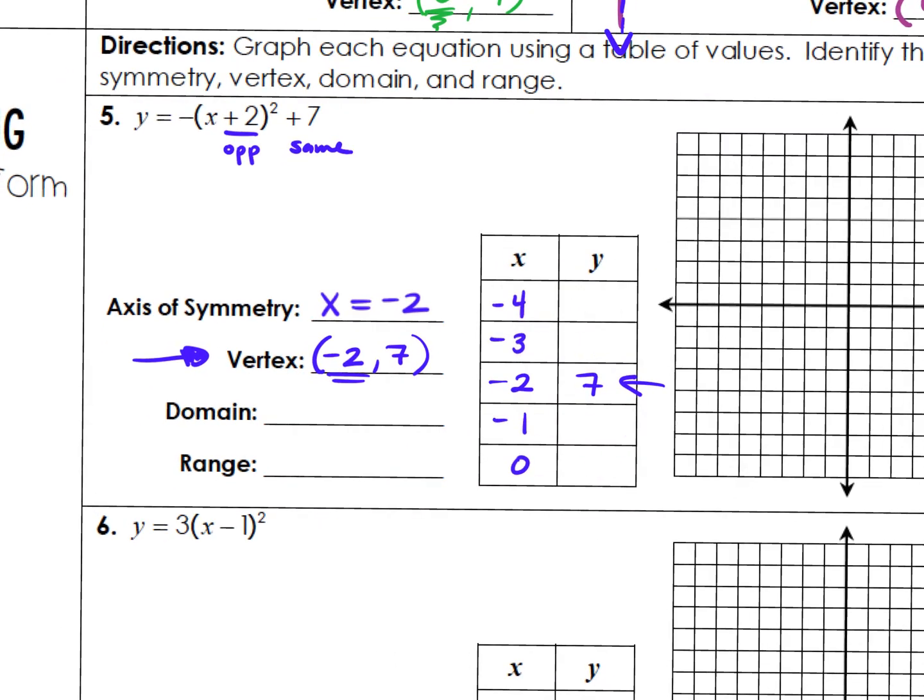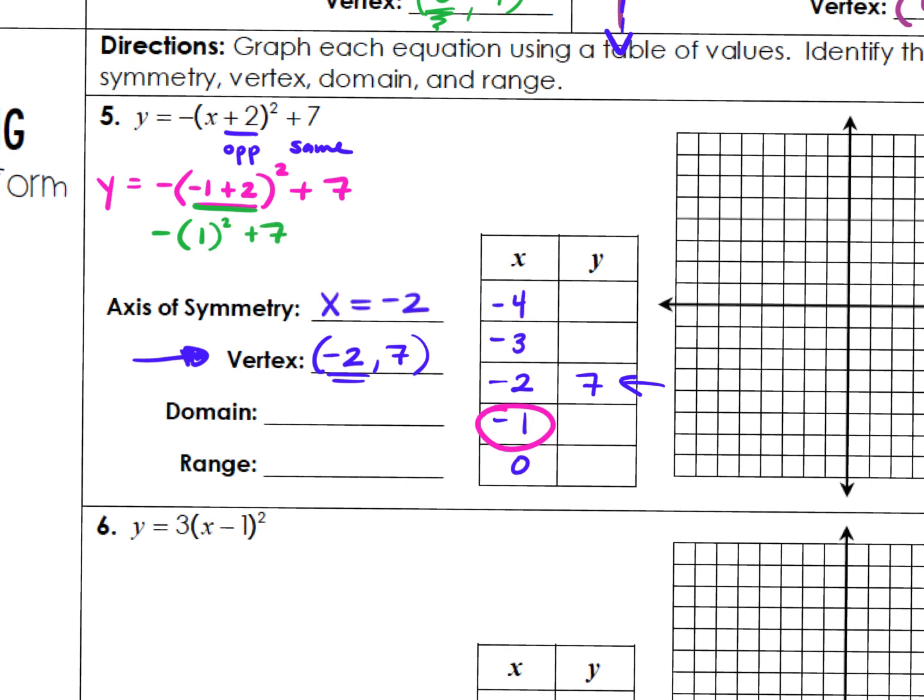So if we're going to plug a -1 in, this is the opposite of -1 plus 2 squared plus 7. That'll be your y value. Okay, I'm plugging this -1 in to see what my y equals. So -1 plus 2 is what? Or you could plug this whole thing into your calculator exactly how you see it. But I'm going to mental math it with you right now. What is this? -1 plus 2? 1. So this is the opposite of 1 squared plus 7.